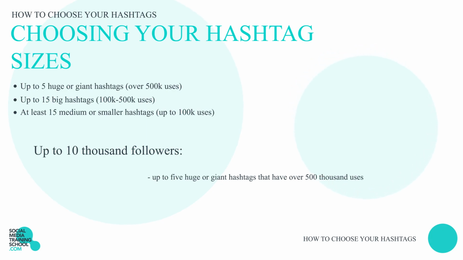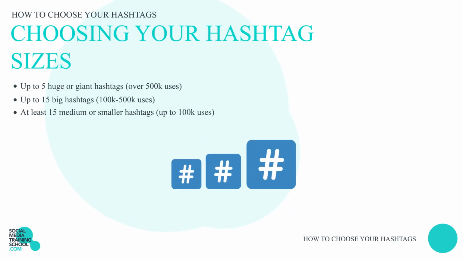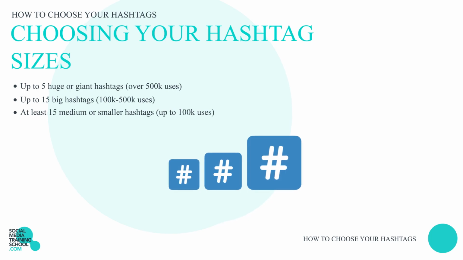These will probably be your industry related tags. Up to 15 big hashtags with between 100,000 and 500,000 uses. These will be some of your niche hashtags and potentially post specific tags. And finally, at least 15 medium or smaller hashtags with up to 100,000 uses. These will be the smaller niche and post specific tags as well as location tags. As you grow, you can look to use bigger hashtags.